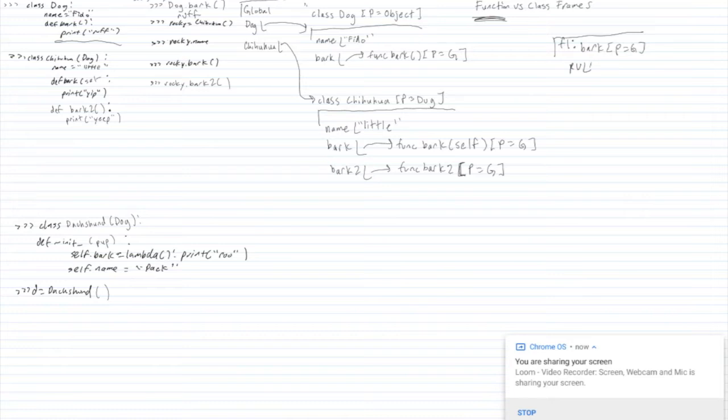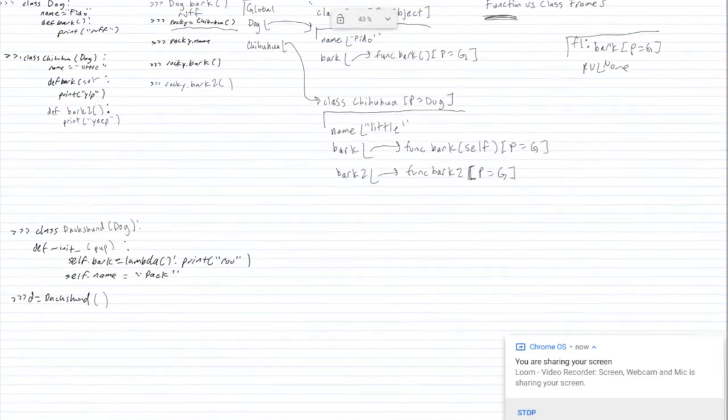And this returns None. Moving on, we have Rocky equals Chihuahua parentheses. When you see a class name followed by parentheses, this is more complicated than it looks. Essentially, we are calling the Chihuahua constructor to instantiate a new Chihuahua instance. What that means is, let's look at the Chihuahua class. There is no init method. We'll get to init later.